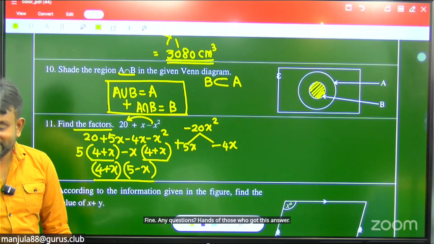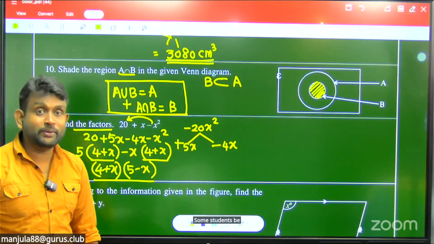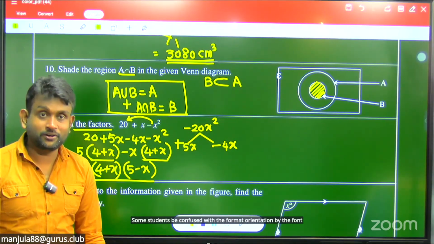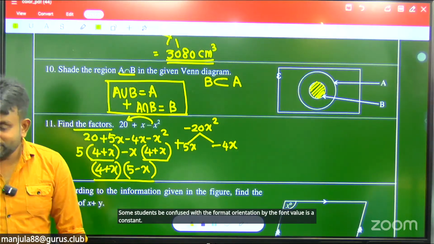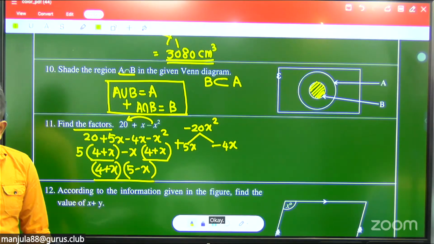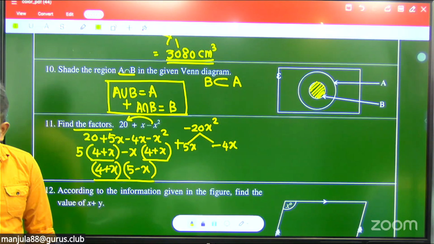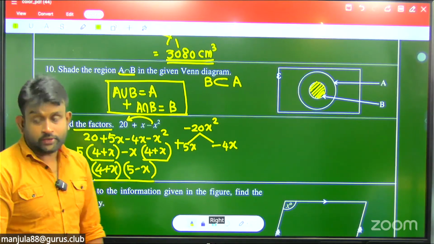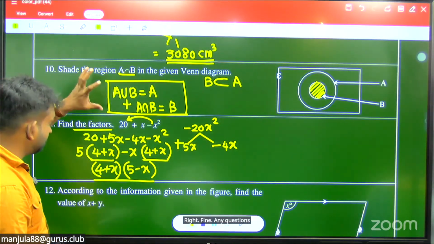Some students are a bit confused with the format orientation, because the front value is a constant. Right. Fine. Any questions, any doubts, you can ask, right?